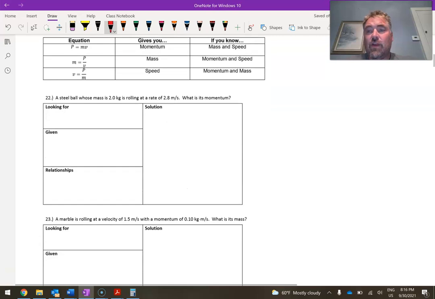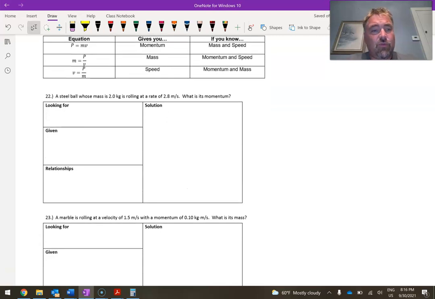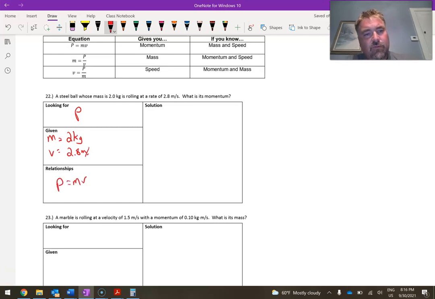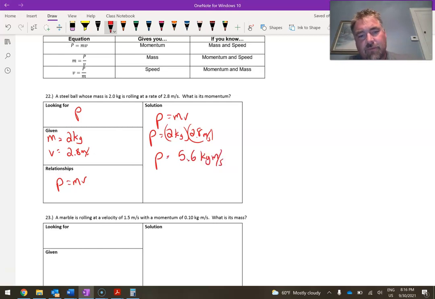Okay, going on to the next one, we have some sample problems. Again, in this case, we're looking for momentum. We're given the mass to be 2 kilograms, and the velocity is equal to 2.8 meters per second. So if I'm looking for momentum, P is equal to m times v. So momentum is equal to 2 kilograms times 2.8 meters per second, and my momentum is going to be a whopping 5.6 kilogram meters per second.